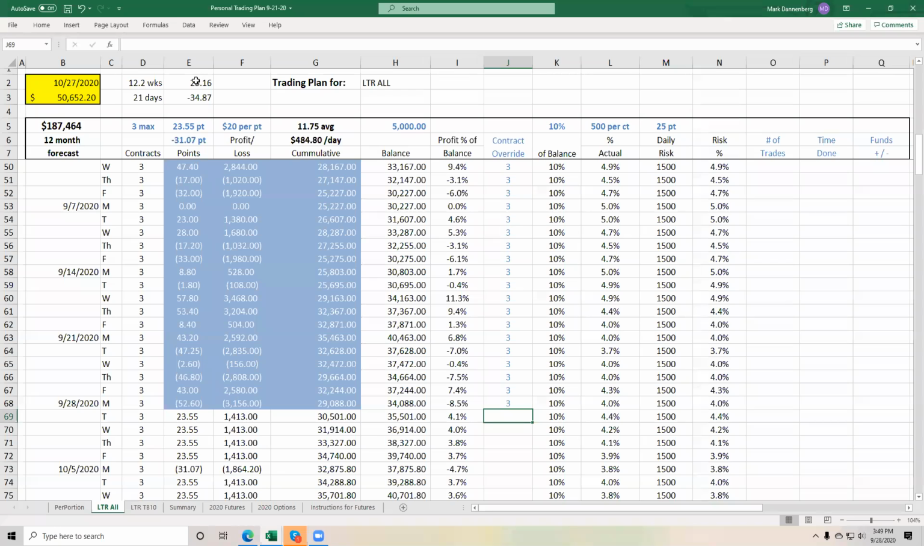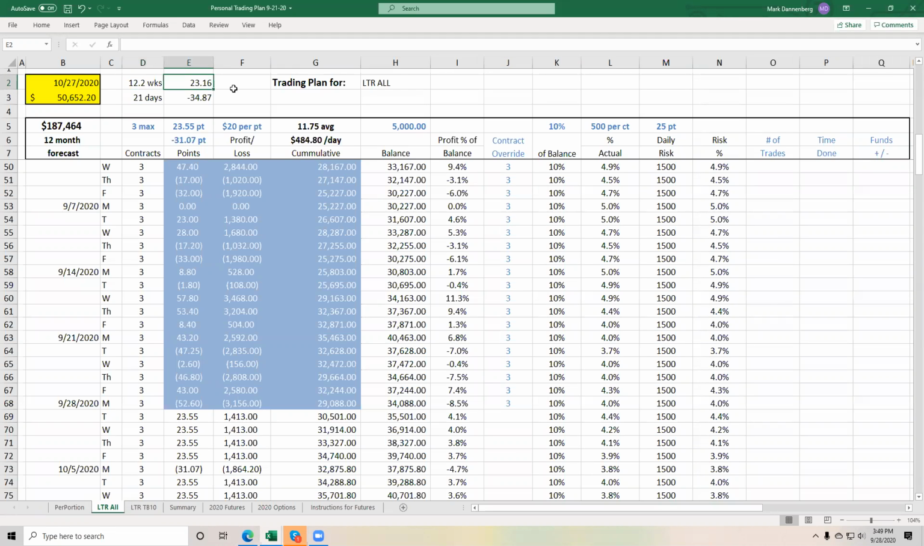All right, so now the important work that we need to do is to come up here to the top. We've got 4 numbers showing up here. This number is telling us that we have now 12.2 weeks under our belt. This number is telling me that we have had 21 losing days out of 12 weeks, so 12.2 weeks.